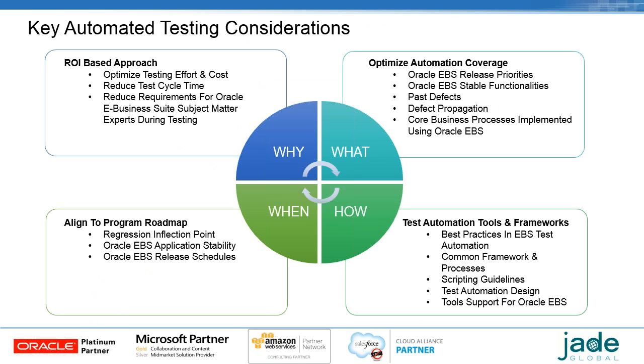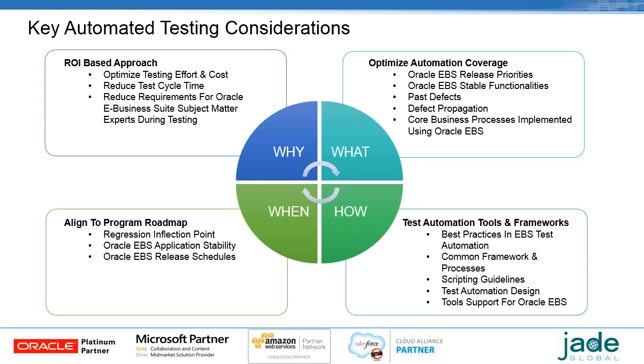So optimizing the testing effort, how do you reduce the cycle time? How do you select the right test cases to automate primarily? And how do you align it to your roadmap? For example, you might be having an Oracle upgrade. There might be certain modules that are going to undergo major changes. So you need to be waiting for these modules to go through these changes before you embark on an automation journey in some cases. So you need to be selective. You need to be aligning to your Oracle roadmap as well.